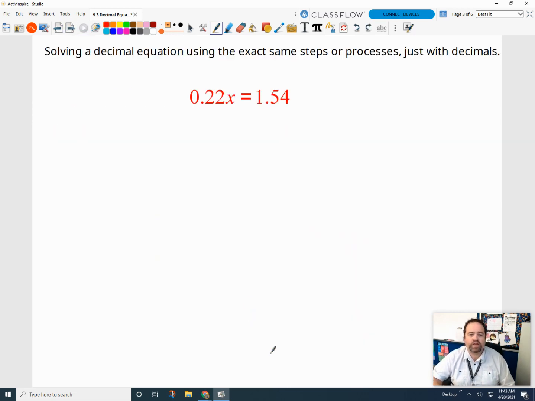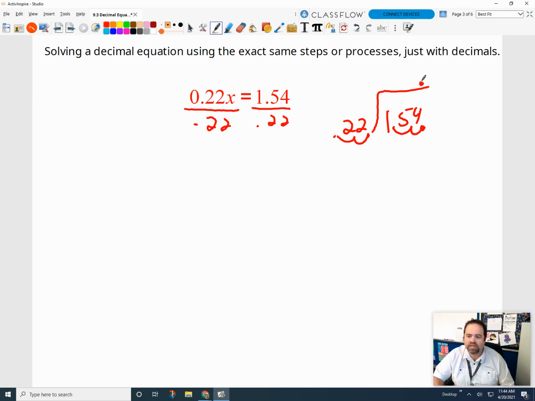All right, so this first one here, it's the last step where you've got your coefficient, the only thing left. So I'm going to divide out this 0.22. Divide out that 0.22. So here's my scratch work out to the side. I'm going to take 1.54 and divide out that 0.22. But what we did yesterday, I have to move that decimal point 2 places to the right, move this decimal point 2 places to the right, and slide it up on top.